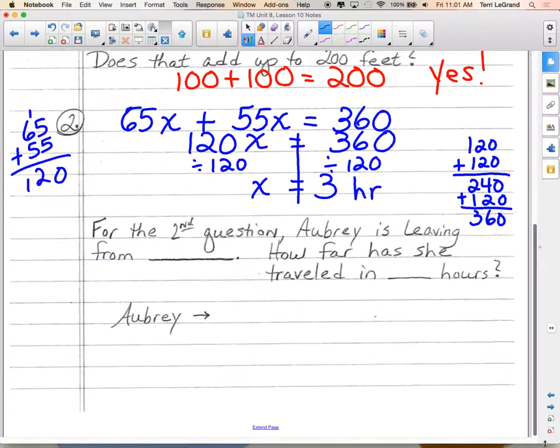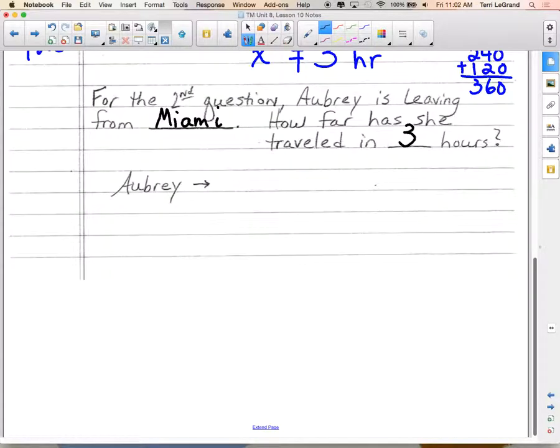So for the second question, Aubrey is leaving from where? Miami, okay. And how far has she traveled in 3 hours is really what we've got to find, right? Okay, so what are we going to do? How fast is Aubrey driving again? 55, so remember it's 55x, that's Aubrey. 55 times x. So let's show 55 times 3. That should tell us how many miles she is going to drive.